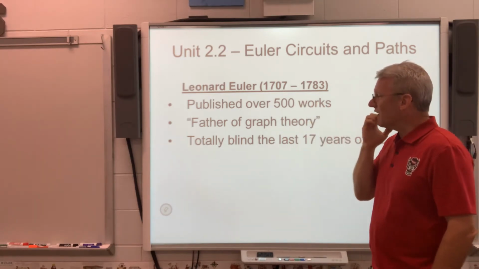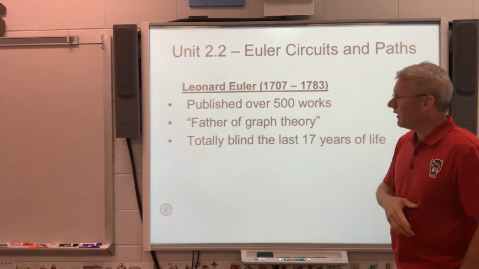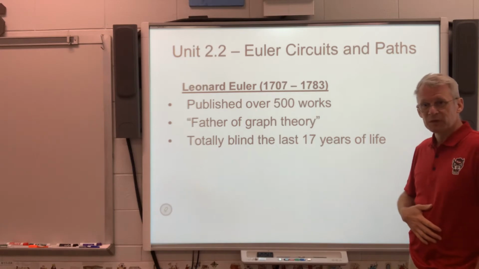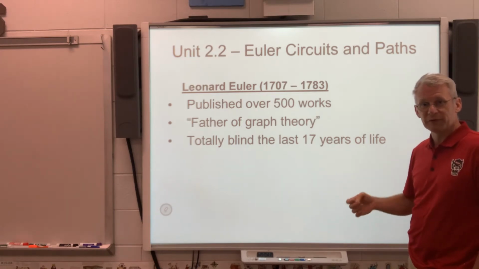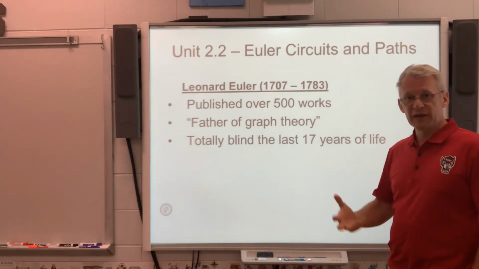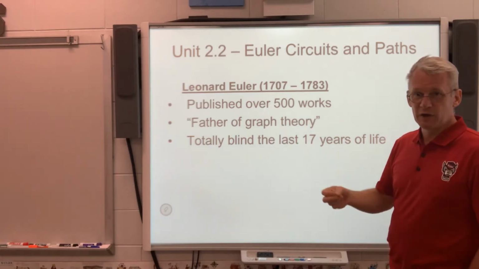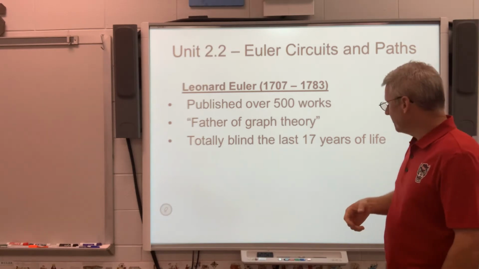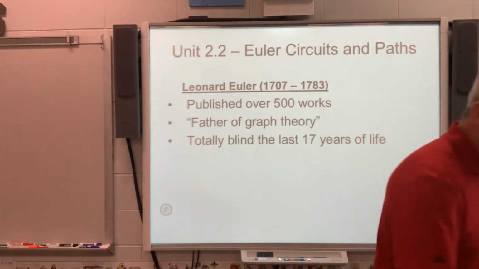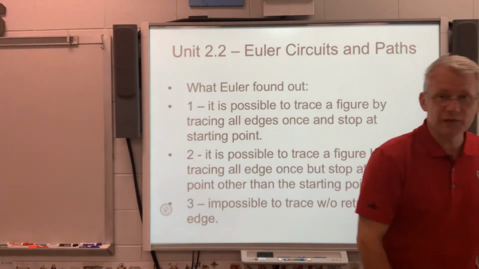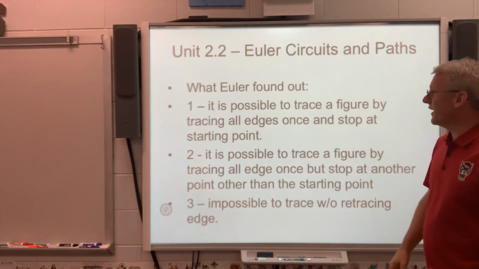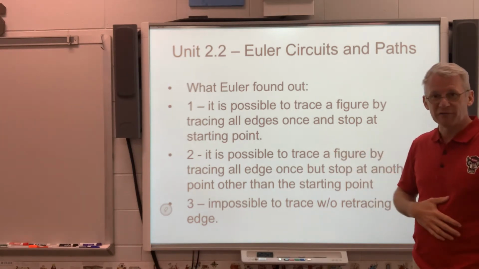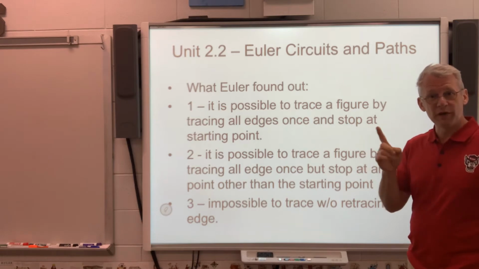He's considered the father of graph theory, and interestingly enough, he was totally blind the last 17 years of his life, and his son and daughter helped to write a lot of his papers. So he would speak it and say his thought process, and then his son and daughter would actually write that down for him. I think he had about 5 or 7 children. So anyway, he's the one who came up with this concept. All right. So what did Euler find? He found that there's actually 3 different scenarios for all of these types of graphs, about crossing edges once and once only.